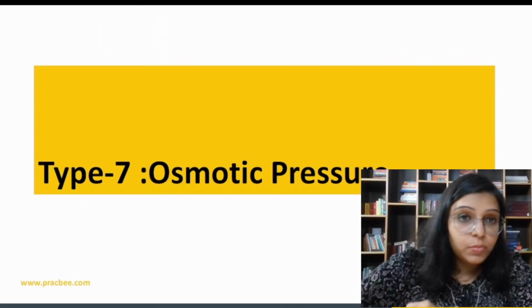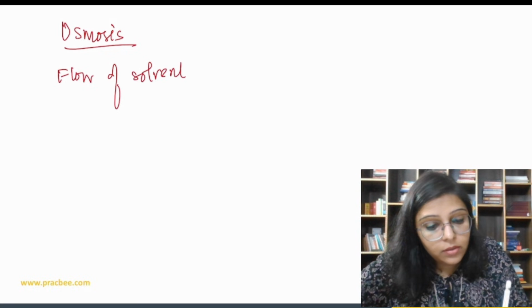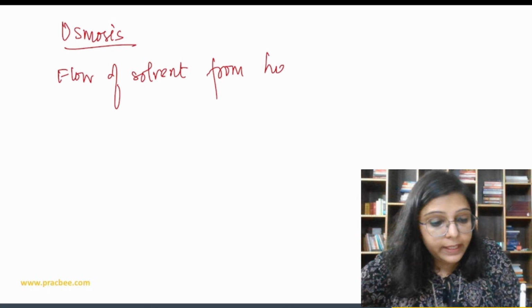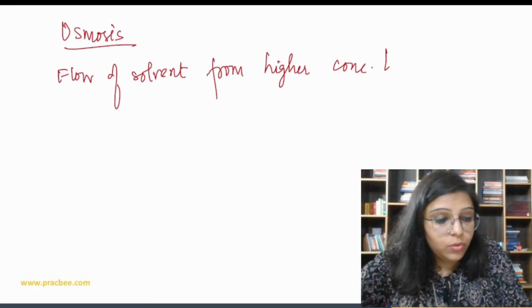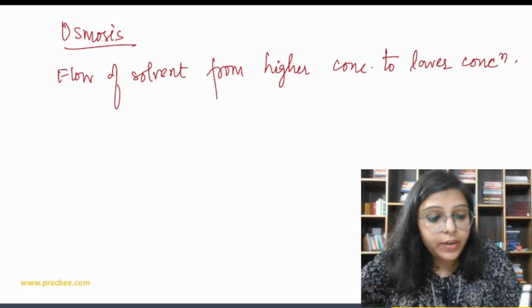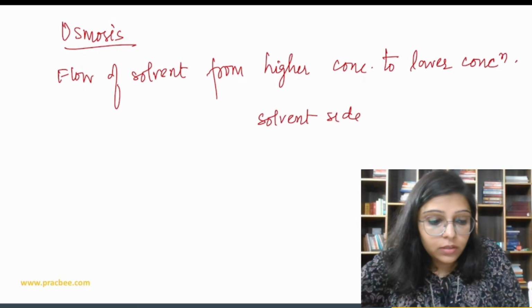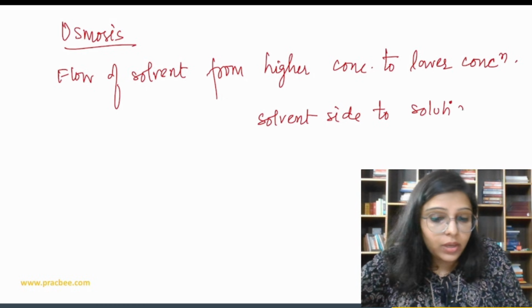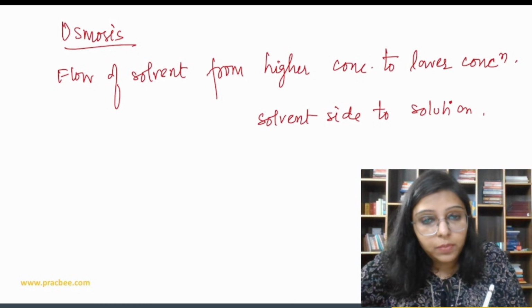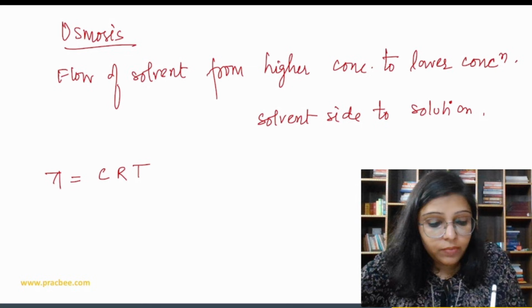Now we are moving to the next topic, and in this we are going to discuss some questions related to osmotic pressure. So first of all, what is osmosis? Osmosis is flow of solvent from higher concentration to lower concentration. It means flow of solvent from solvent side to solution. Okay, so what is osmotic pressure? If I want to stop this flow, that is pi. This is osmotic pressure.